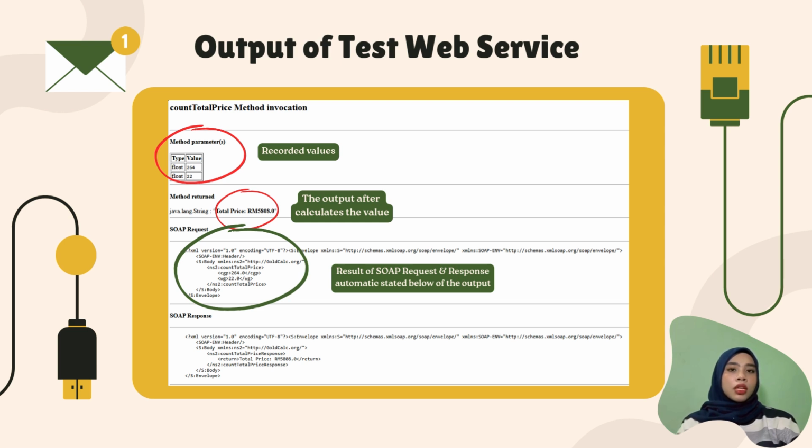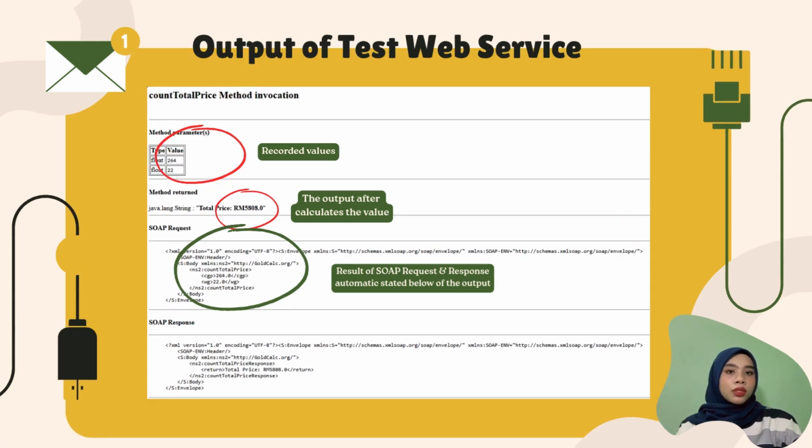The WSDL file defines what this request and response should look like, including the operation name, countTotalPrice, and the data type float for both parameters. Tools like SoapUI use the WSDL to automatically generate the structure of this request, so users just need to input the values and run it. SoapUI shows whether the response was successful and displays the returned output as you see here.